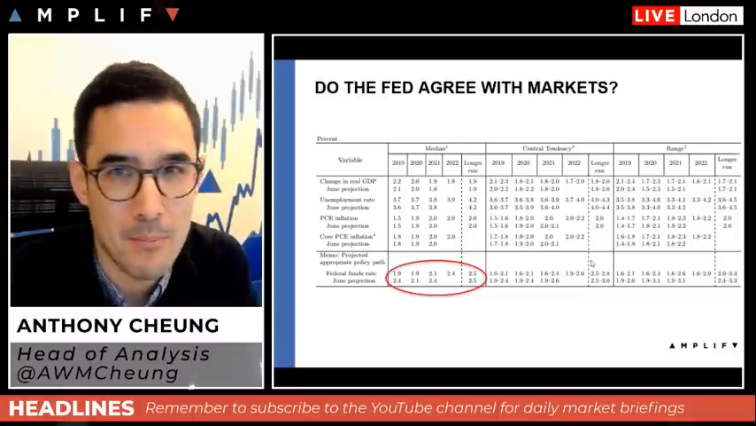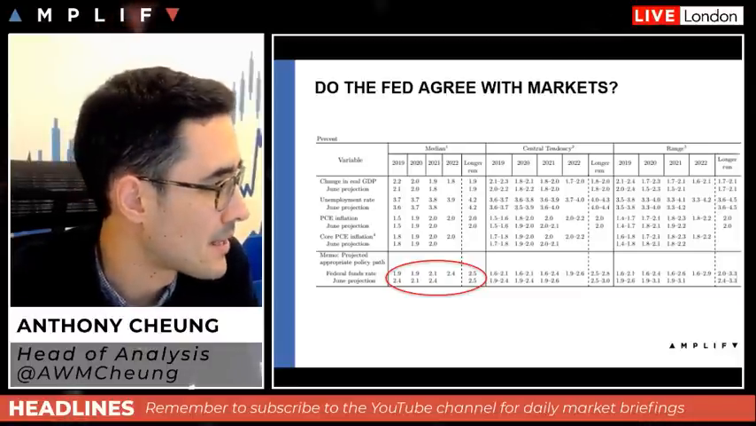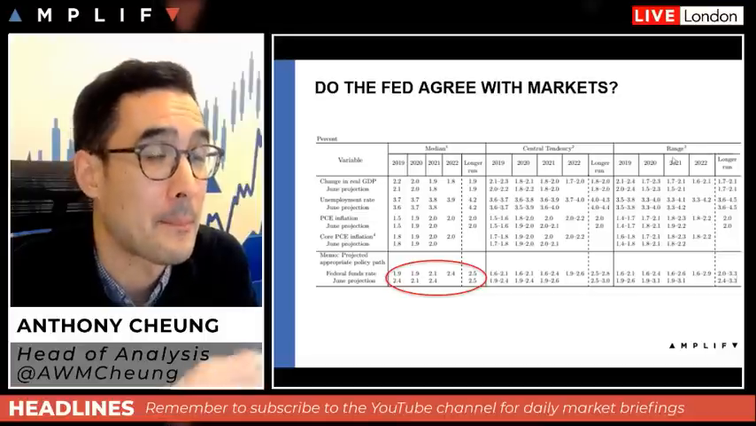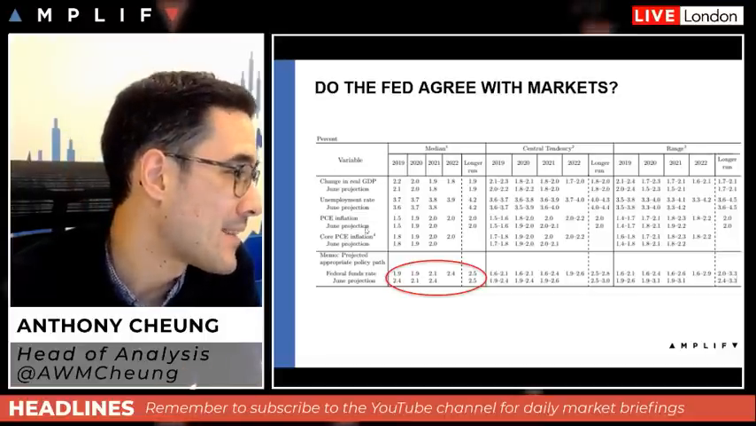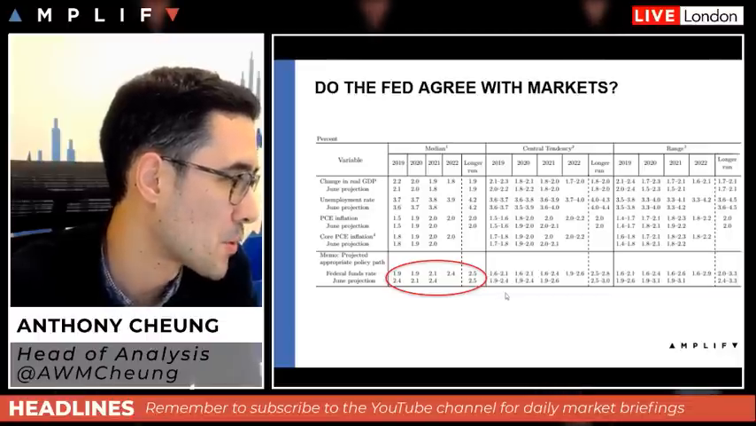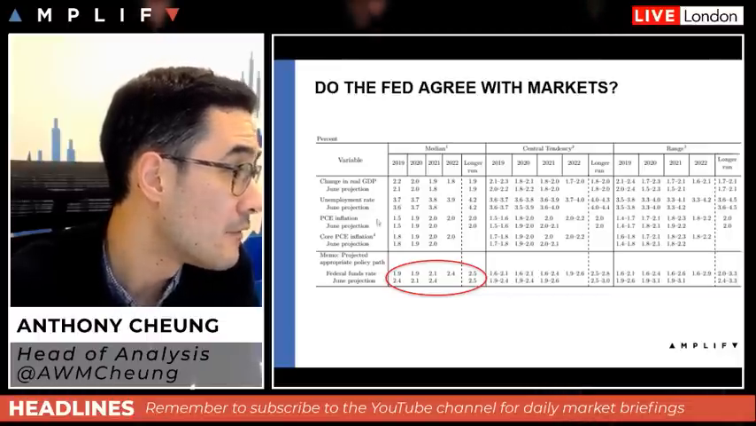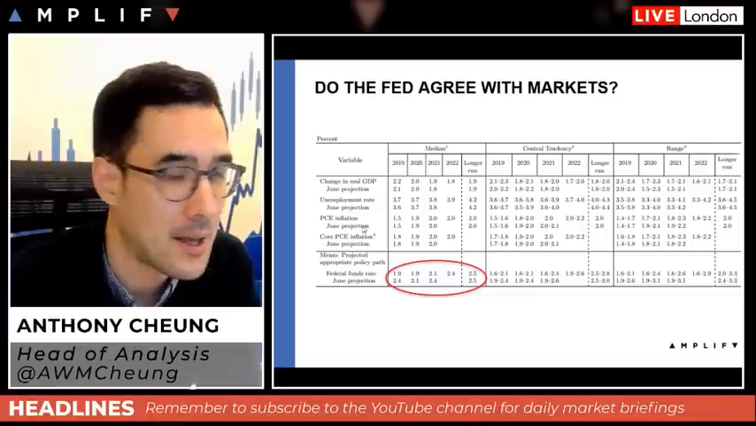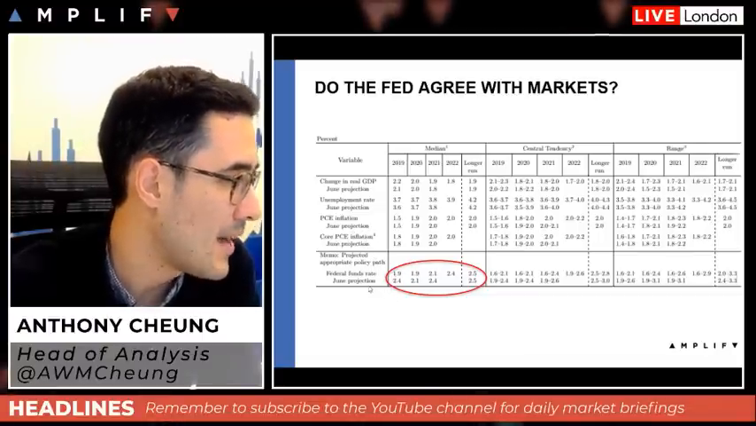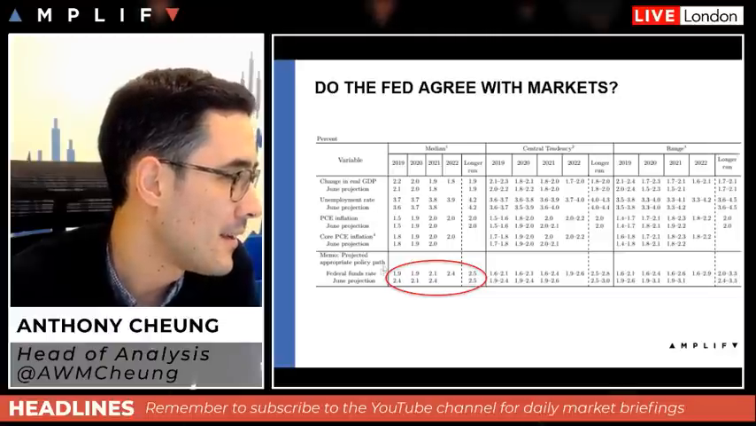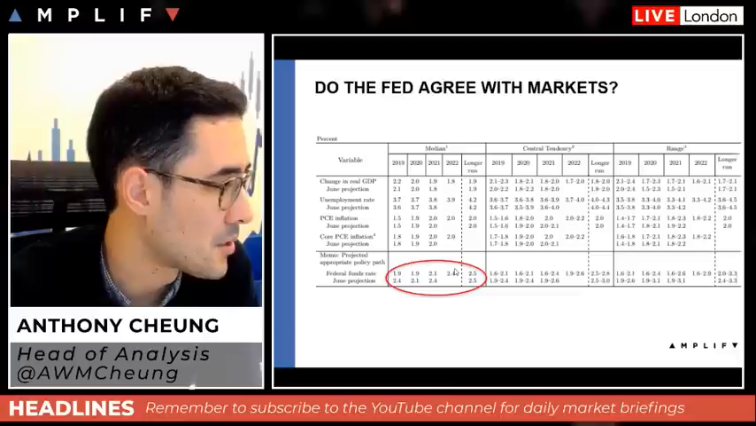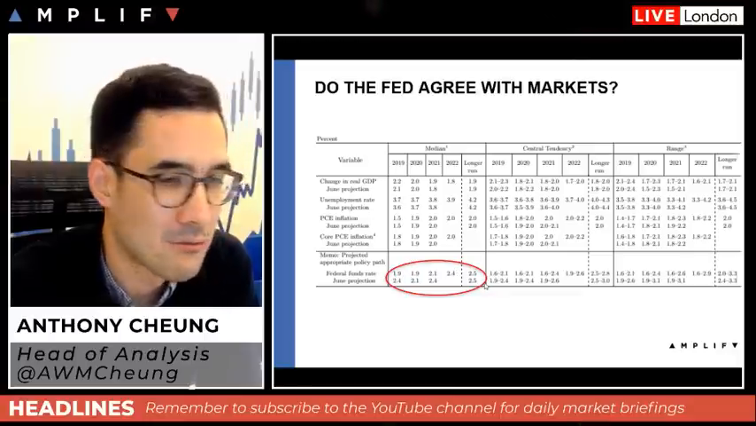Now, there are a couple of other points, and then I'll hand you over to Sam to wrap things up. This is part of the summary of economic projections. We get a table and quite a detailed report about what the Fed officials think about forecasts for GDP, unemployment, PCE inflation, core PCE inflation, and most importantly, where they think interest rates will be at the end of this year, next year, 2021, 2022, and then the longer run, as they call it.